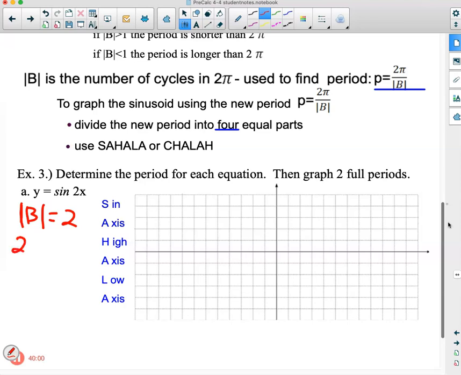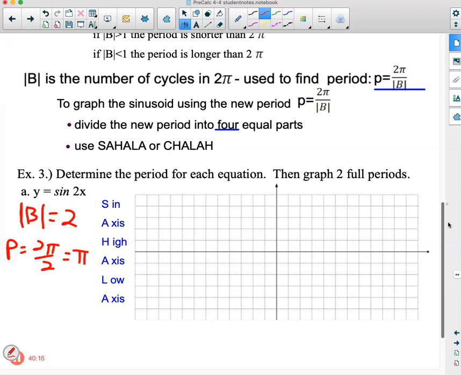I need my new period. I better put a capital P there, so when people look at their notes later, they'll go, oh, that's what we were doing. And we divide it by that absolute value of B, which would be a 2. And we get 1 pi.